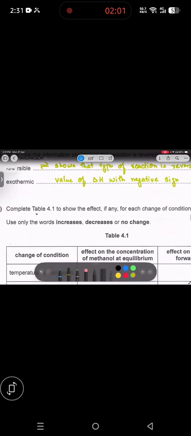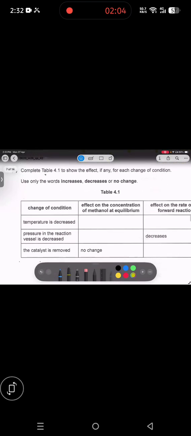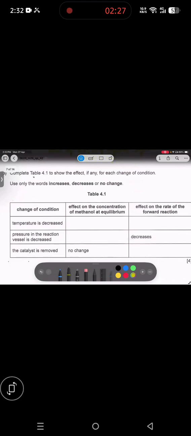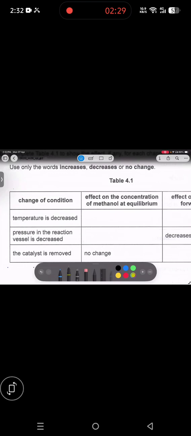Now, this type of question has appeared in the past few years, where they give you a table for the reversible reaction and ask about changes: if the temperature is increased or the pressure is decreased, the catalyst is removed, or the concentration increases or decreases. Now, the effect on the concentration of methanol, which is a product here. If the temperature decreases, since the forward reaction is exothermic, it will increase.